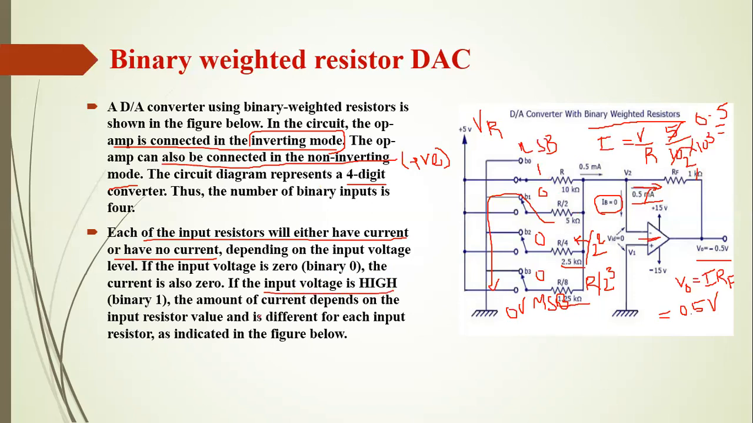If the input voltage is high, the amount of current depends on the input resistor value. Here we have considered V0 is equal to high. The current depends upon the resistance value. This binary 1 represents the reference voltage, VR equal to 5. So if it is 1, we consider the voltage as the reference voltage. Now the current depends completely on this resistor, so it is different for each input resistor that we have already discussed.